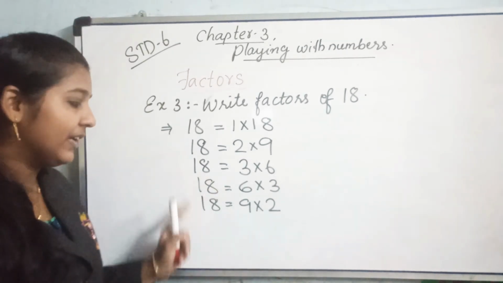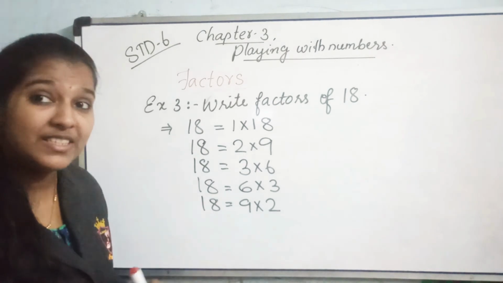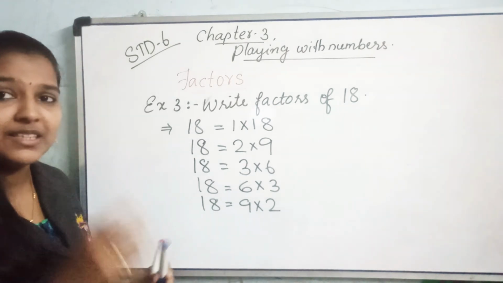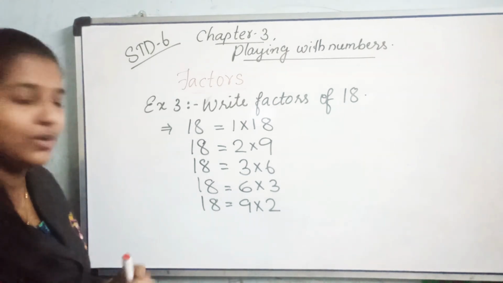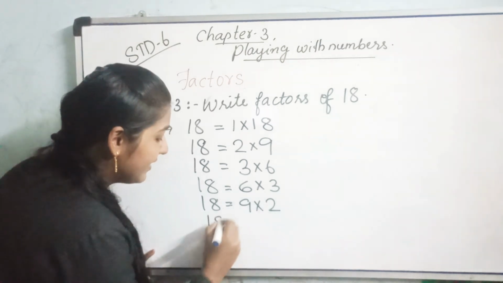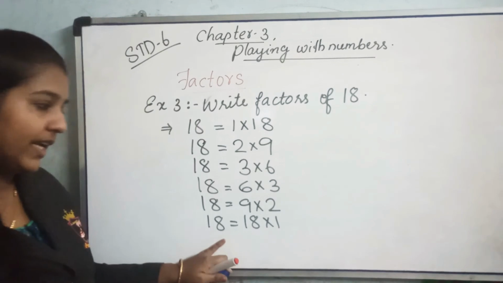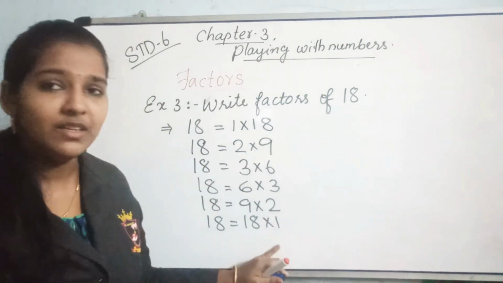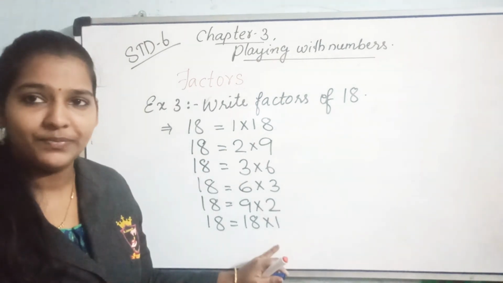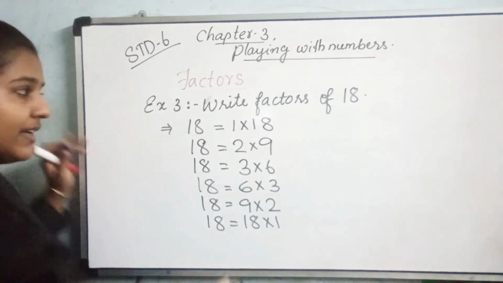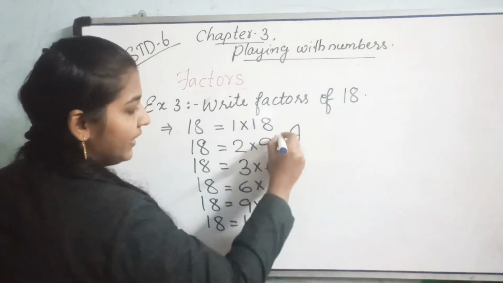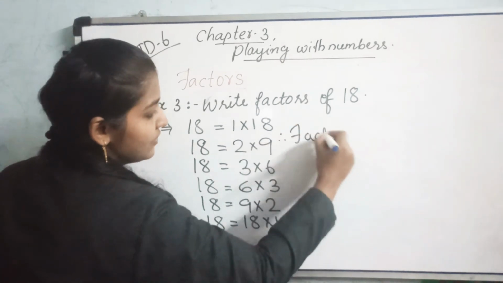We will get 18 in 18's table, isn't it? That is 18 into 1 is equal to 18. So you can write 18 into 1 is also 18. These are the possible factors. Okay. So now we can write the factors. Therefore, factors of 18.